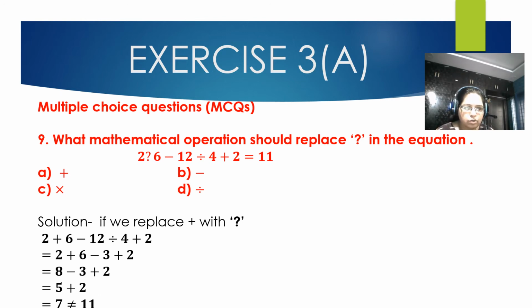First we replace the question mark with the plus operation, and we find out what the value of this expression will be. 2 plus 6 minus 12 divided by 4 plus 2. Here in this expression division has a higher priority, so the division operation will be performed first. So 12 divided by 4 is 3. So 2 plus 6 minus 3 plus 2.